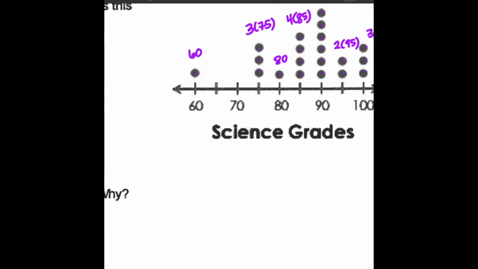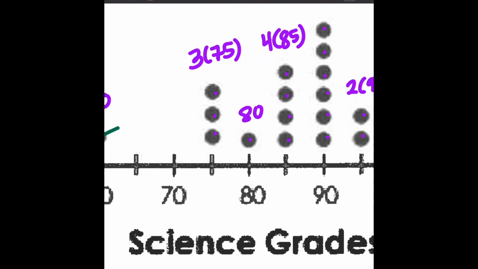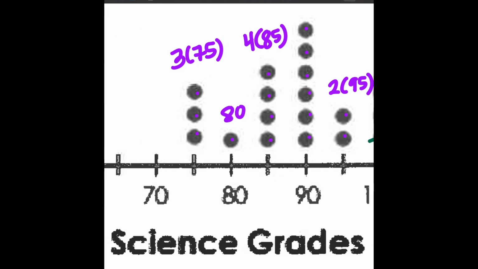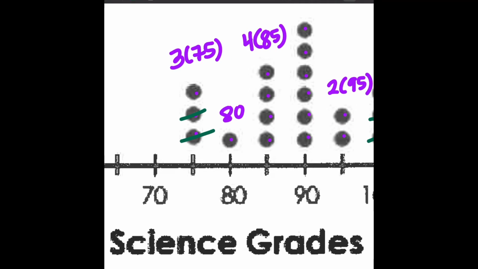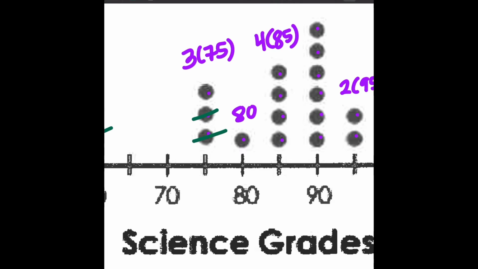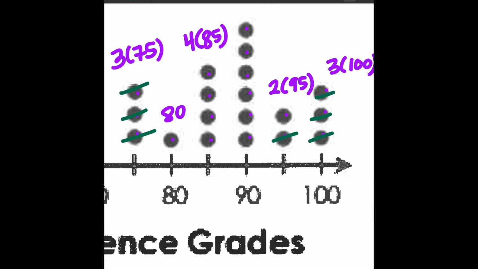Now let's find the median. Okay, remember the median is the middle data point. So I'm going to just cross them off and work my way towards the center. So I'm going to mark off that 60 and this first 100. Then I'm going to mark off a 75 and another 100, another 75, a 100, the last 75, and a 95, this 80, and that last 95. Now I mark off this 85 and this 90, this 85, this 90, this 85, this 90, this 85, this 90, and I'm left with 2 data points in the middle.